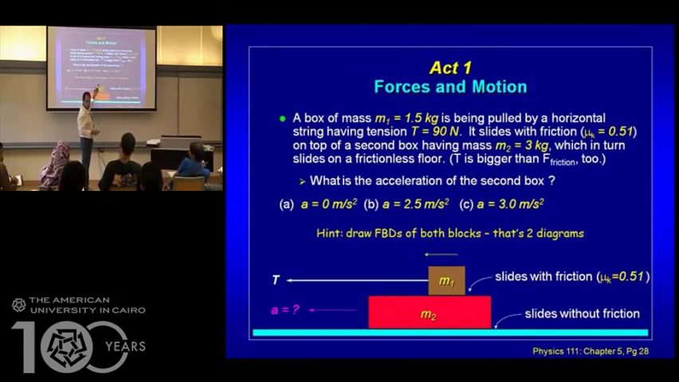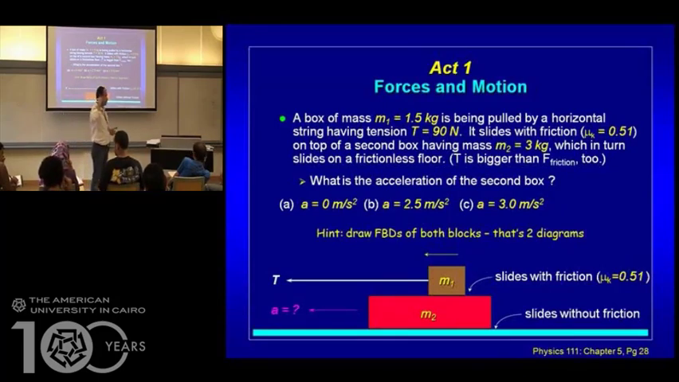And there is also a normal force from M1 on M2. Those two forces are equal in magnitude and opposite in direction. So that means those N1 and N2 cancel out? N1 does not equal N2.